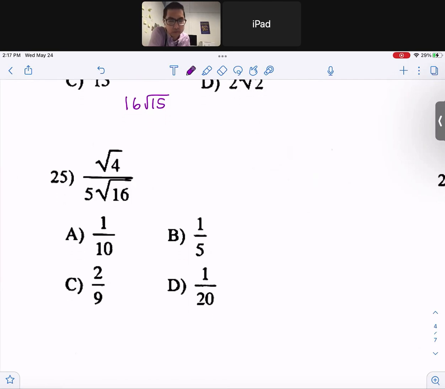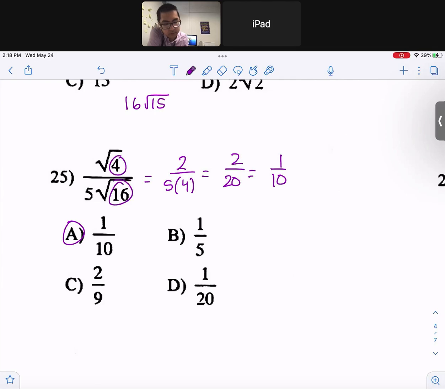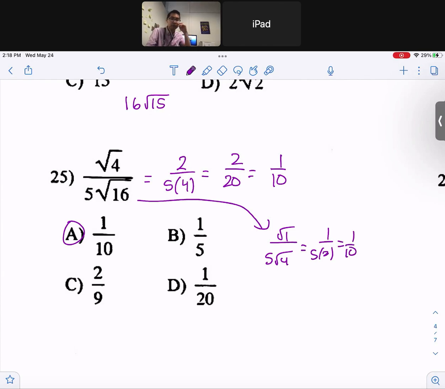So you can simplify this, and there's many ways you can do this. One thing to notice is, well, both of these are perfect squares, right? So it'd just be 2 times 5 times 4, which is 2 over 20, which is 1 over 10. But there's many ways you can simplify it, and another way you could have done it is you could have divided both of these by 4, the ones in the square root, and it would be square root of 1 over 5 square root of 4, which is just 1 over 5 times 2 for 1/10. Or you can multiply top and bottom by rad 16.